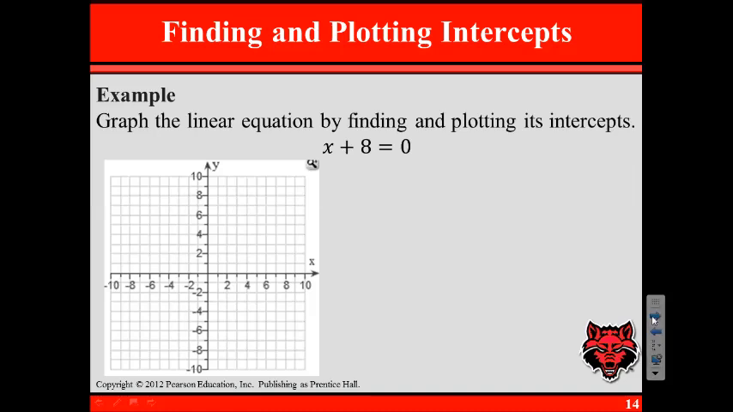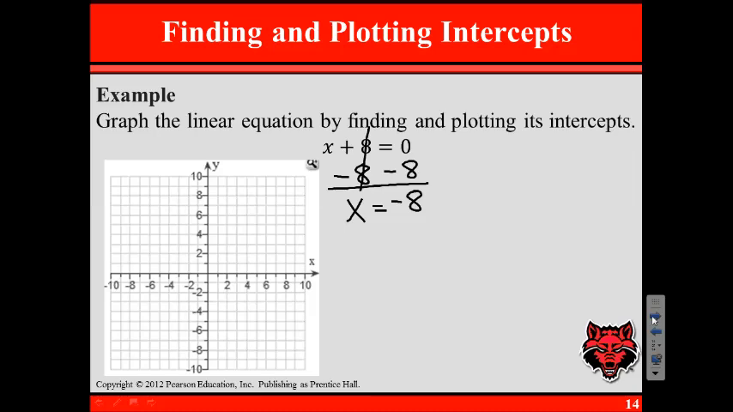Here's a similar equation where we also have just one variable. So whenever one variable is present, let's isolate that variable. We subtract 8 from each side. The opposite 8's cancel. We're left with x equals -8.